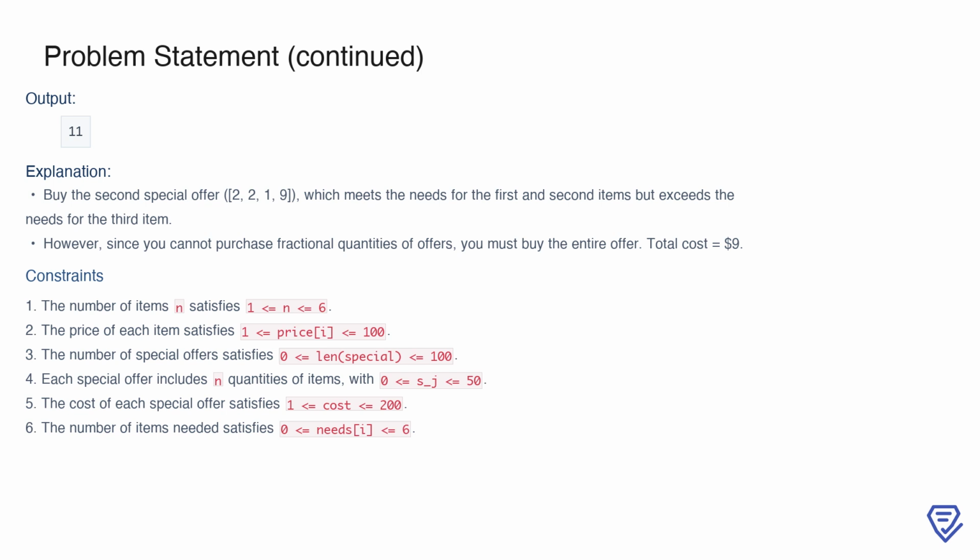To minimize the cost, you can buy the second special offer. This offer includes 2 units each of the first and second items, and 1 unit of the third item, for a total cost of $9. Even though this exceeds the need for the first item, you must buy the entire offer as fractional purchases are not allowed. Therefore, the minimum cost to fulfill the needs is $11.